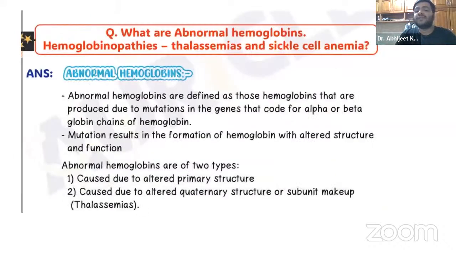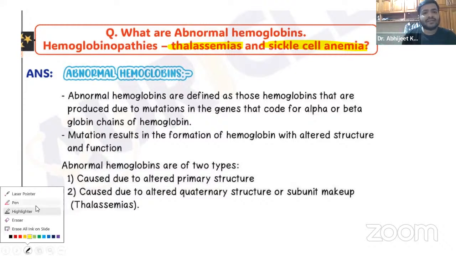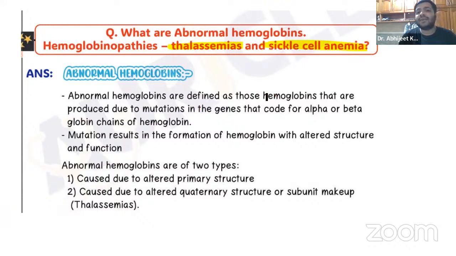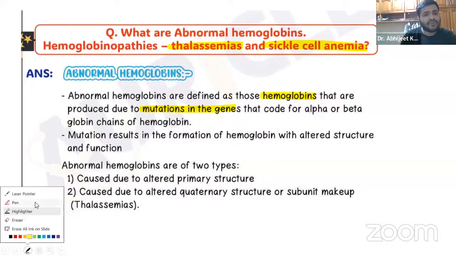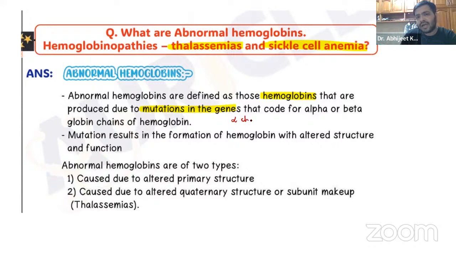Now, coming on to the next question, the abnormal hemoglobin. The two things I have to discuss, very important, are thalassemia and sickle cell anemia. Abnormal hemoglobins are defined as hemoglobins produced due to mutation in the genes. You have already read in class twelve that there are mutations in the genes that code for the alpha and beta globin chains of hemoglobin. So we have the alpha chain and the beta chain of hemoglobin.